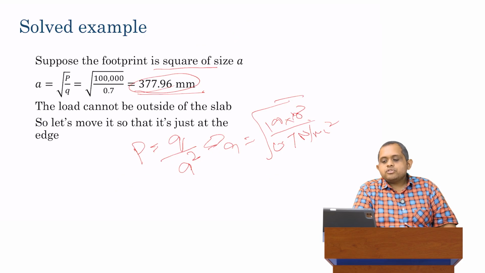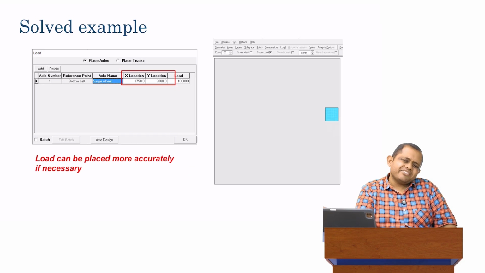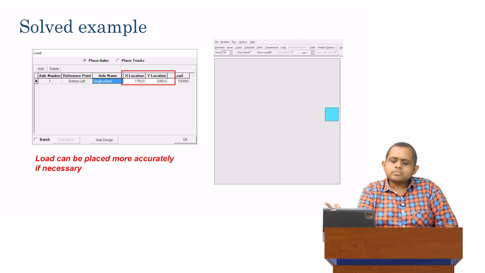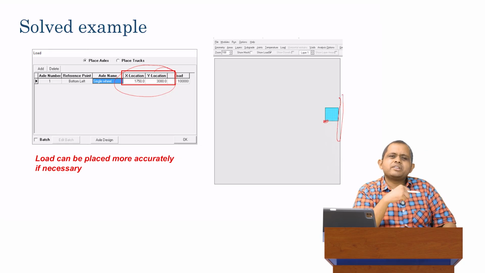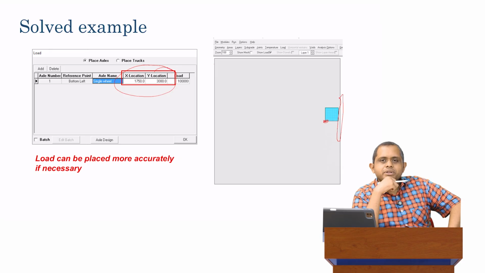So you have to be a little careful where you're placing the load, and do a little bit of a calculation to figure out where exactly to place it. It's not difficult, it can also be automated with an Excel, but you have to be careful. So what I've done is, I've moved this bottom left corner a little bit away. The load is not exactly at the edge, but it's very, very close. It's within about 5 or 10 millimeters of the edge.